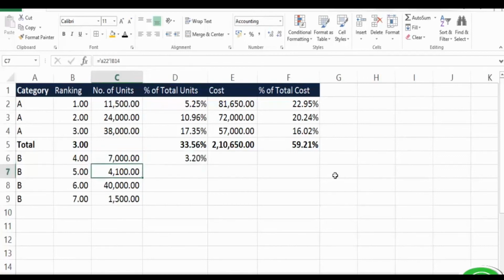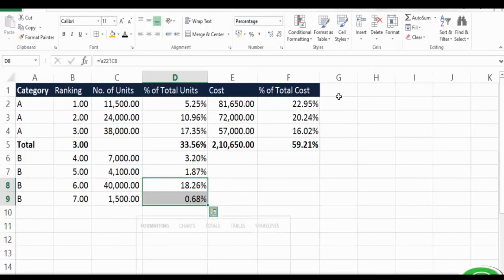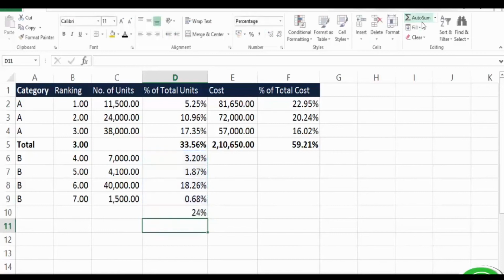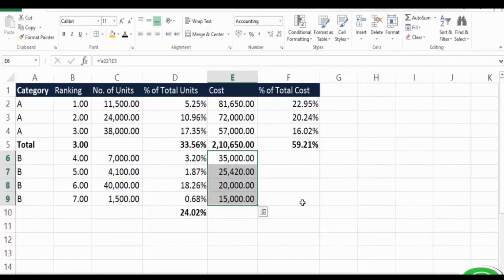It's 3.2 percentage. Then we have 1.87 percentage. Similarly, let me do that for the remaining. For the other two, it is 18.26 and 0.68, and let me sum this. The total is 24.02 percentage. Okay, and let me also pick up the cost.